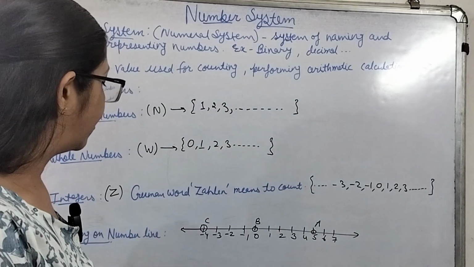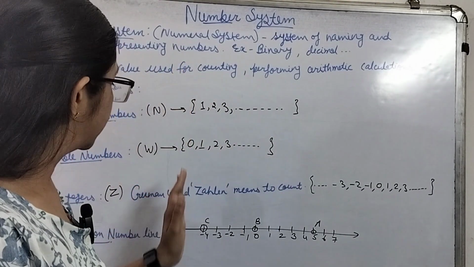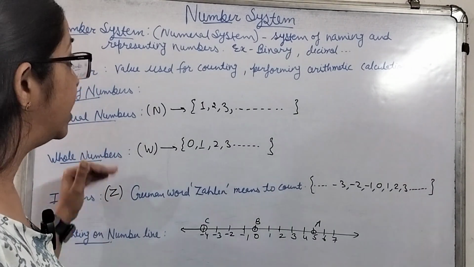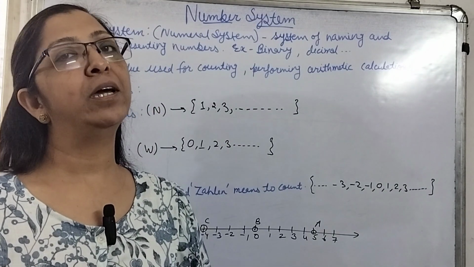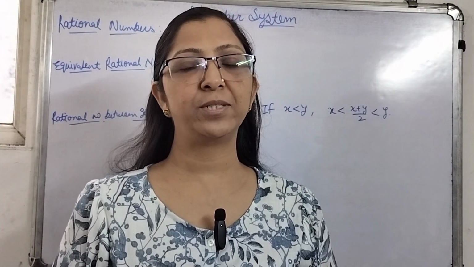Now we'll be discussing what rational numbers are and what irrational numbers are. Hope it is clear to you what natural numbers are, what whole numbers are, what integers are. We'll be discussing now what rational numbers are and what irrational numbers are. Now let's see what rational numbers are.